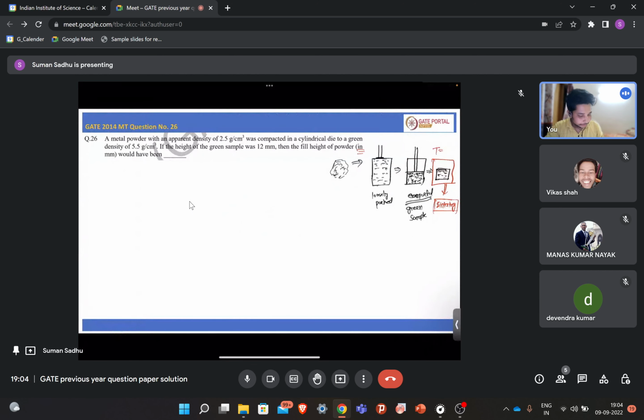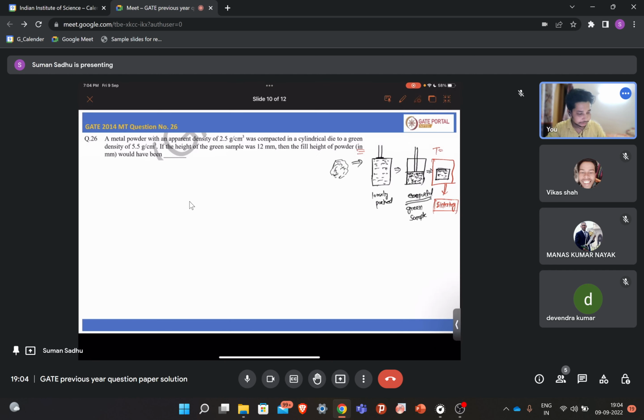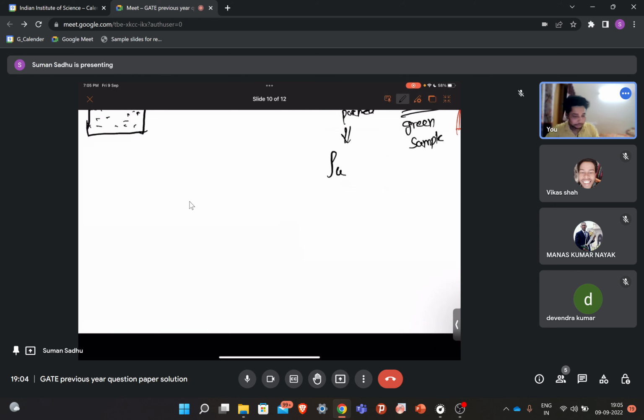So this is loosely packed powder. So at this stage, what is your density? This is called apparent density. So the density of the loosely packed powder is apparent density. Like here it is a die. You just pour your powder here. You don't compact it, just pour it in the die. So at that time, what will be the density of this powder? This will be the loose apparent density. We call this rho A.